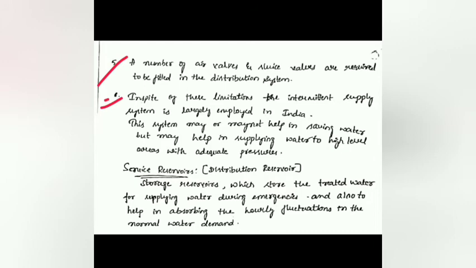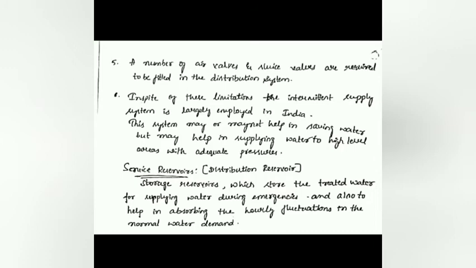Last point, in spite of these limitations, the intermittent supply system is largely employed in India. The system may or may not help in saving the water, but may help in supplying the water to high level areas with adequate pressures. This intermittent pattern of supply is most used in India because of the scarcity of the water also.